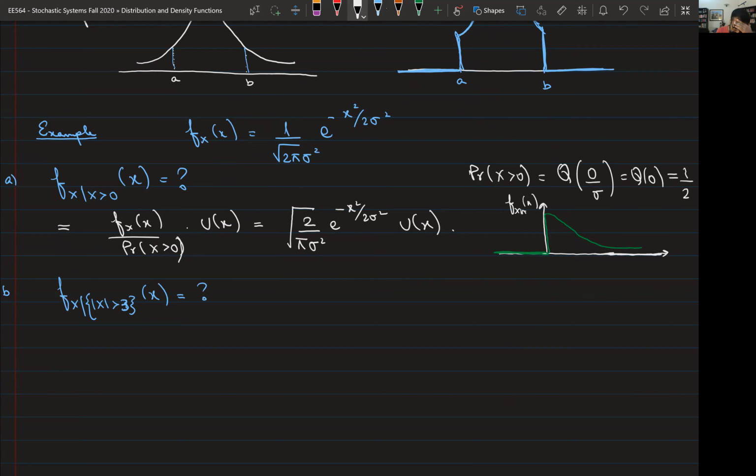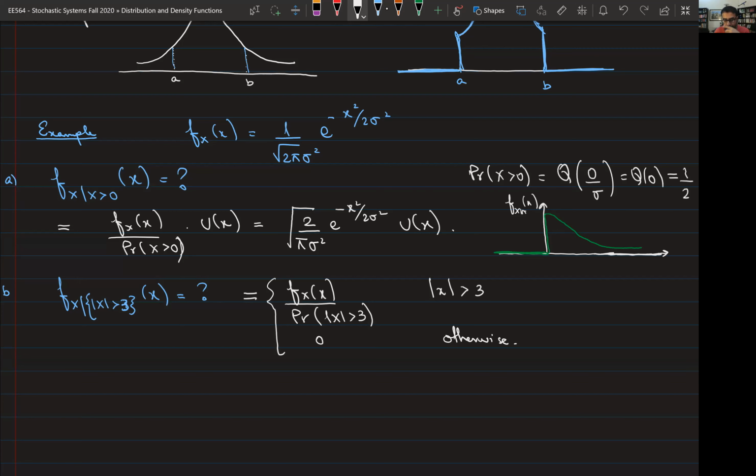So what is this going to be equal to? You can go ahead and do all of that analysis up above, and you will conclude that this actually turns out to be equal to fX(x) divided by the probability that the absolute value of x is greater than 3, for all values of small x whose absolute value is greater than 3, and is 0 otherwise.